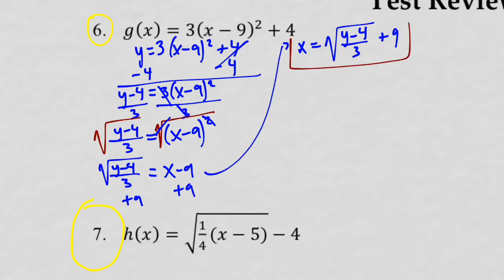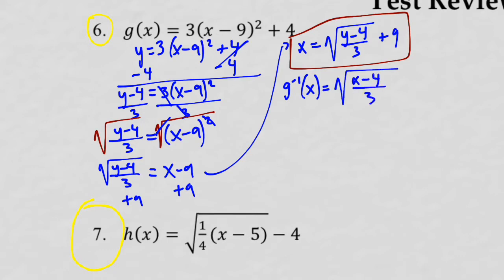And there you go. That is the, change the x to y and the y to x, and also write it as an inverse. So g inverse, right? It's g of x, so it's g inverse. G inverse is the square root of x minus 4 over 3 plus 9. Make sure the 9 is outside of the radical. So plus 9 like that. There you go.